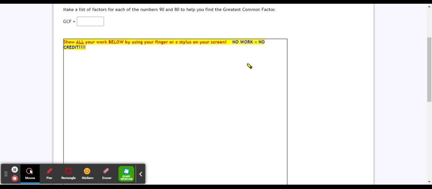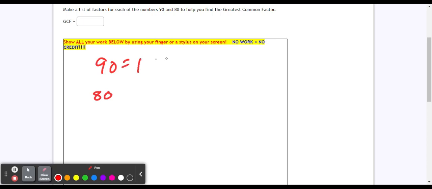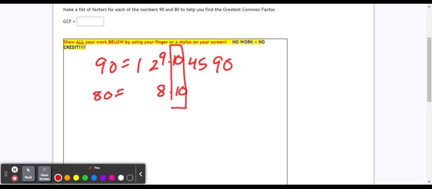And what's the GCF of 90 and 80? Well, the factors of 90: 1 times 90, 2 times 45, 3 times 30. But it's also 9 times 10. And I'm thinking here, 80 also has 8 times 10. And off the top of my head, I can't think of a factor that's bigger than 10 that's going to be in both lists. So the greatest common factor is going to be 10.